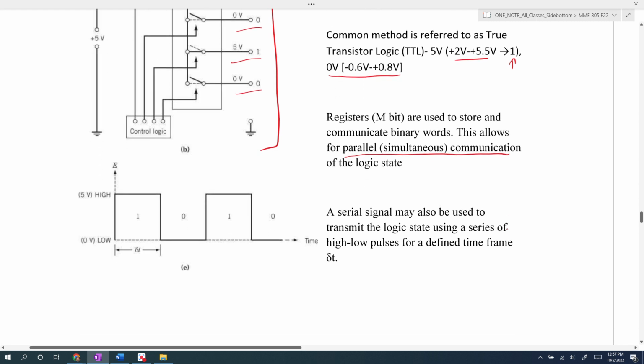More commonly, I would say now that computer rates have increased, is the use of serial signals, which allow us to communicate basically using a series of high and low pulses. We can communicate digital numbers as long as we know the rate at which the data is being transmitted. So if we know the rate of our signal, we can communicate a digital word over a quick amount of time using those high and low pulses.